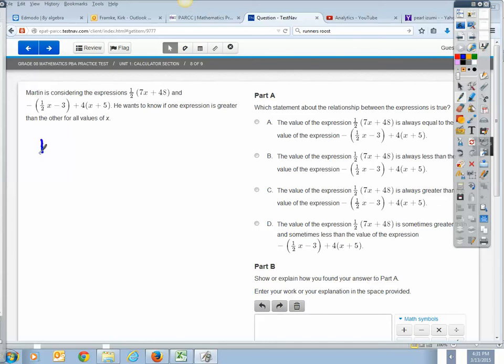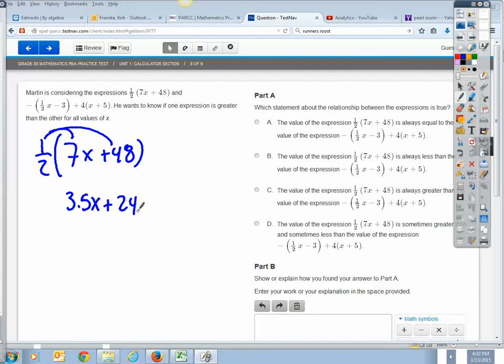So if I have 1/2 times 7x plus 48, I would multiply this out. 1/2 times 7x is 3.5x. 1/2 times 48 is 24. And so my other expression, I'll use a different color, my other expression is negative times the quantity, 1/2 x minus 3 plus 4 times x plus 5. So let's multiply this out. And with this negative sign here, I have to distribute that negative sign.